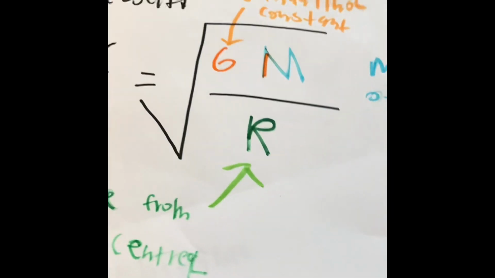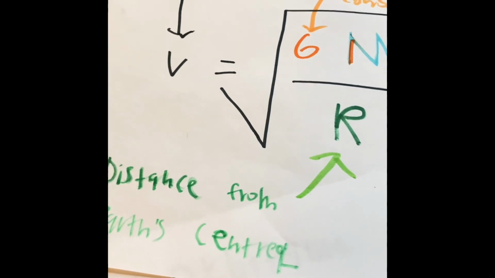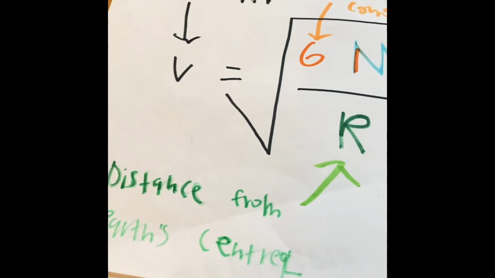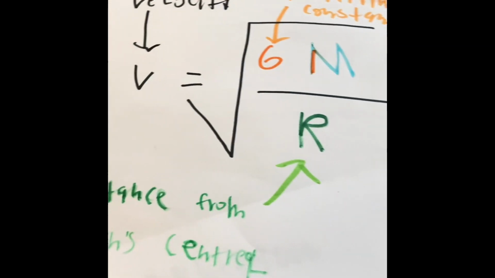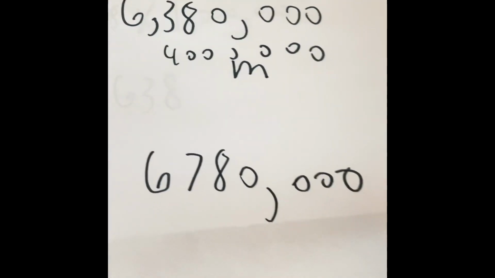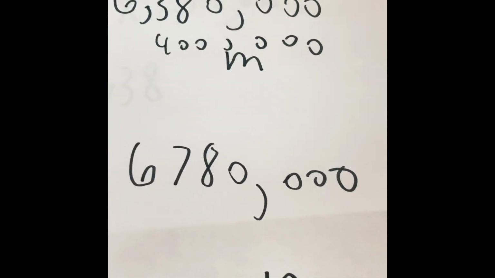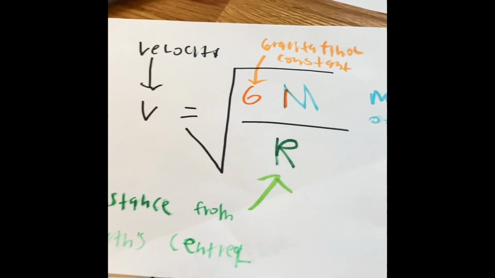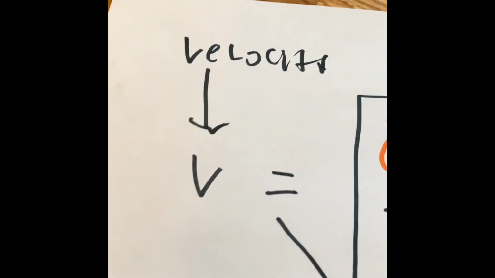So that is why we use R as the distance from the Earth's center. We had to calculate the distance from the space station to the surface and the center to the surface, add the two up, and get our distance: 6,780,000 meters apart from each other. So we have all the information that we need. Let's insert that information into the formula and square root it and see what our orbital velocity is.